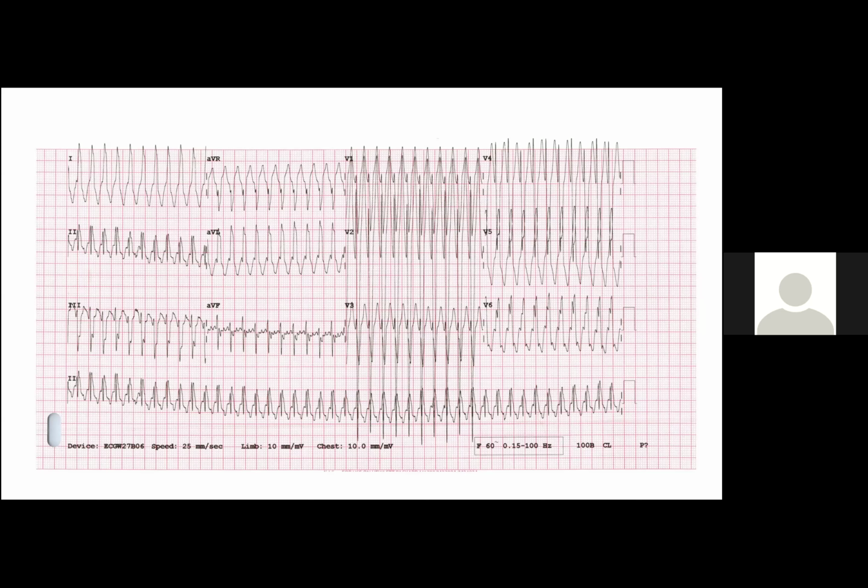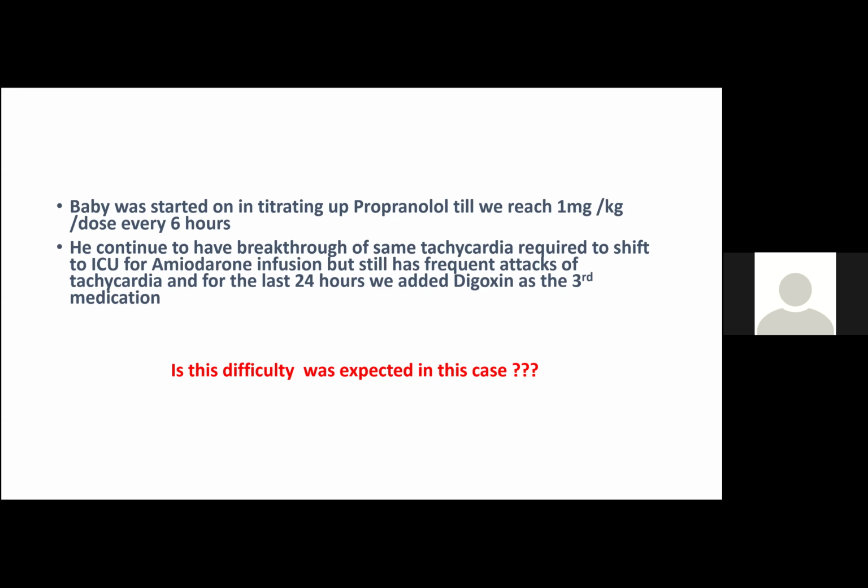Unfortunately, it wasn't an easy story like this. The baby was started on propranolol, titrating up until we reached 1 milligram per kg per dose every 6 hours. He continued to have breakthrough of the same tachycardia, and we required shifting him to the ICU to start him on amiodarone infusion. He was sometimes unstable, and he required cardioversion at times when he would not respond to adenosine.